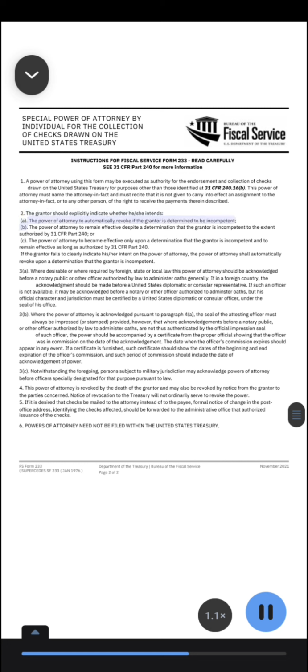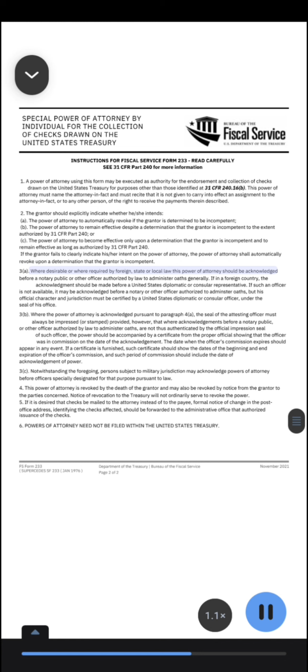2. The grantor should explicitly indicate whether he/she intends the power of attorney to automatically revoke if the grantor is determined to be incompetent, B. The power of attorney to remain effective despite a determination that the grantor is incompetent to the extent authorized by 31 CFR Part 240, or C. The power of attorney to become effective only upon a determination that the grantor is incompetent and to remain effective as long as authorized by 31 CFR Part 240. If the grantor fails to clearly indicate his/her intent on the power of attorney, the power of attorney shall automatically revoke upon a determination that the grantor is incompetent.